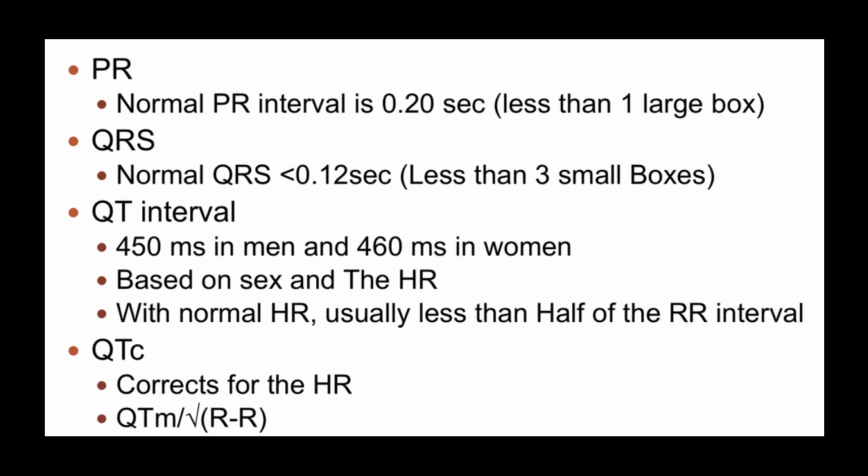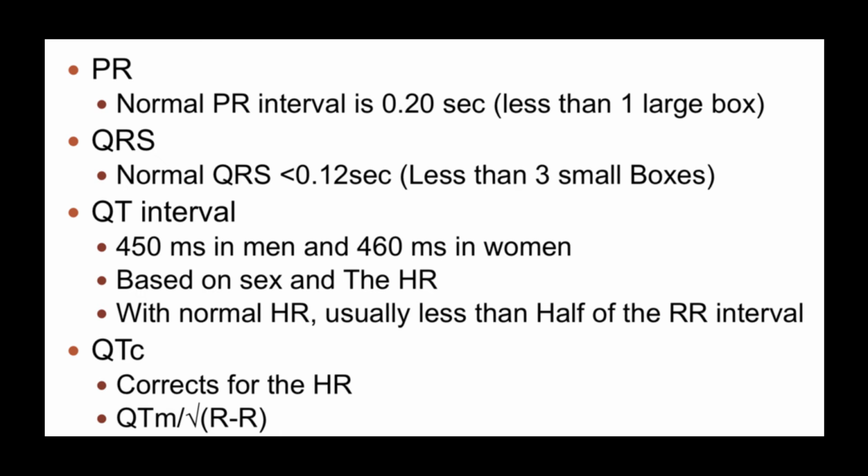Next, we'll evaluate the intervals. The PR interval, so the normal PR interval is 0.2 seconds. That is approximately less than one large box. The QRS, normal QRS, is less than 0.12 seconds. That's roughly less than 3 small boxes.